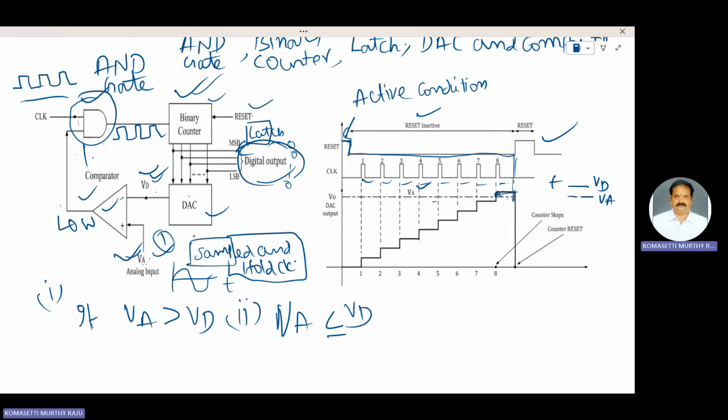For the second sample and hold value, again the counter needs to be reset by using a second reset pulse. This process is continuous until all sample and hold values are converted into digital outputs.